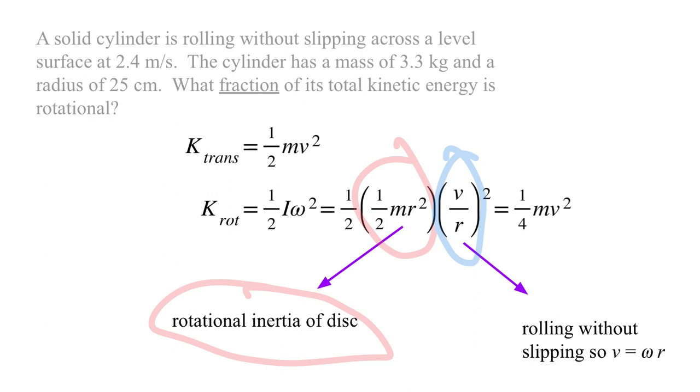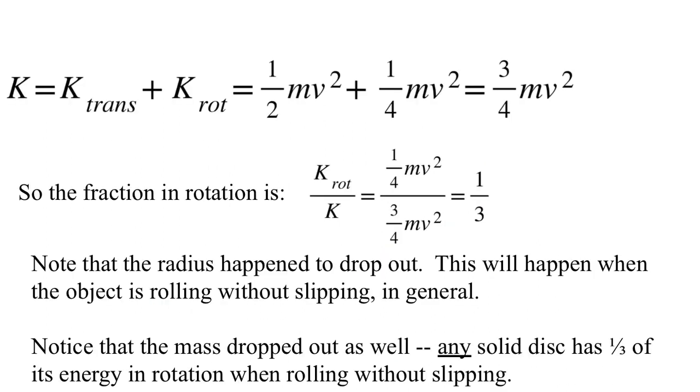I'm not saying it's not 1/2 mv squared anymore. This is a process that the rotational one is equivalent to 1/4 mv squared. Then we can just do some algebra. The total kinetic energy is the translational plus the rotational, so it's 1/2 mv squared plus 1/4 mv squared, which means the total energy is 3/4 mv squared. And the fraction that is in the rotation is just the ratio of 1/4 mv squared to 3/4 mv squared, which is 1/3. Notice that the radius happened to drop out.